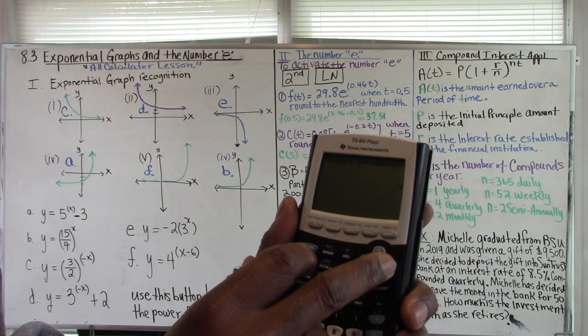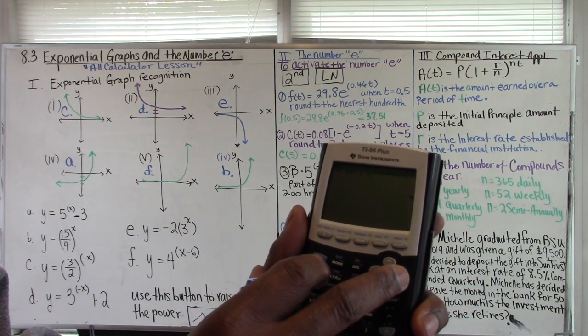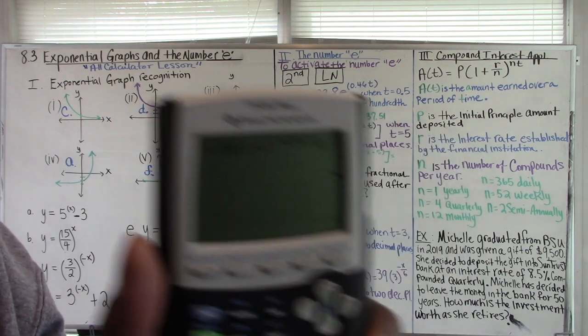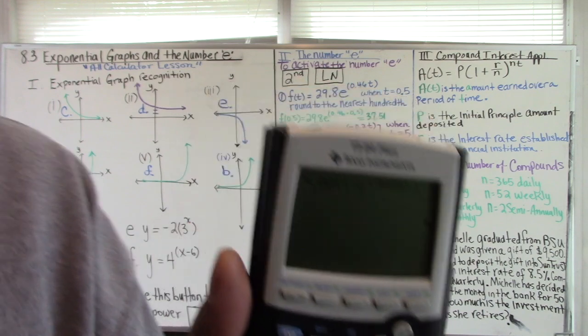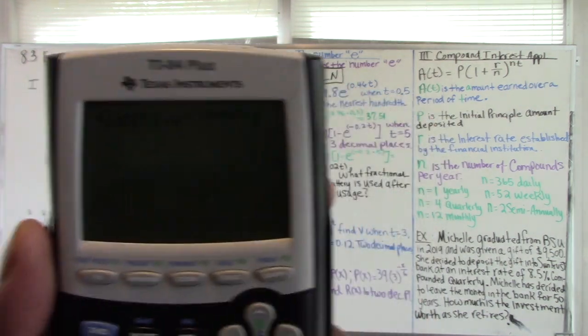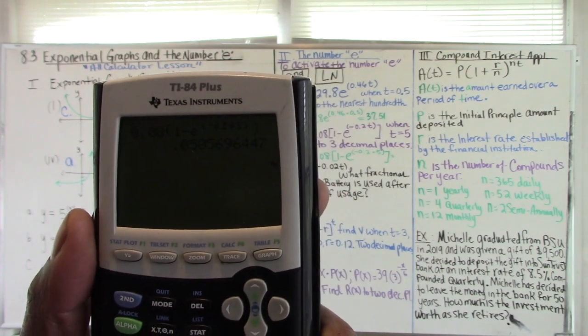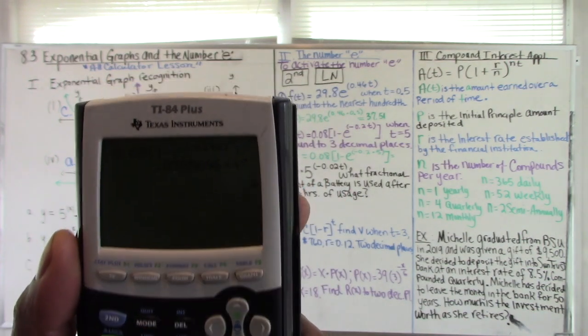I got 0.08 times all of that. It's all there. That's how you should have it in your calculator, like that. Can you guys see it? And yes, you can. Hit enter. All right, there's our answer right there.